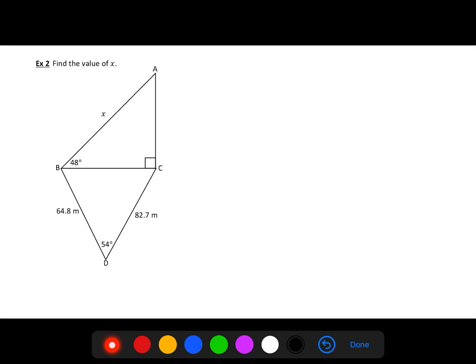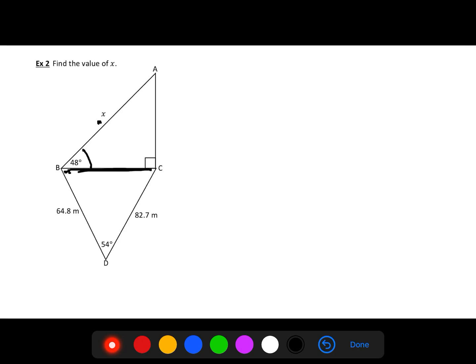And example number 2, here we want to find x. Notice we have two different triangles here. We want to use what we know here. So in our right angle triangle, in order to find x, remember all of our SOHCAHTOA consists of two sides and an angle. Well, we have an angle. In order to find a side, we would need a second side. Well, we don't have that in triangle ABC.